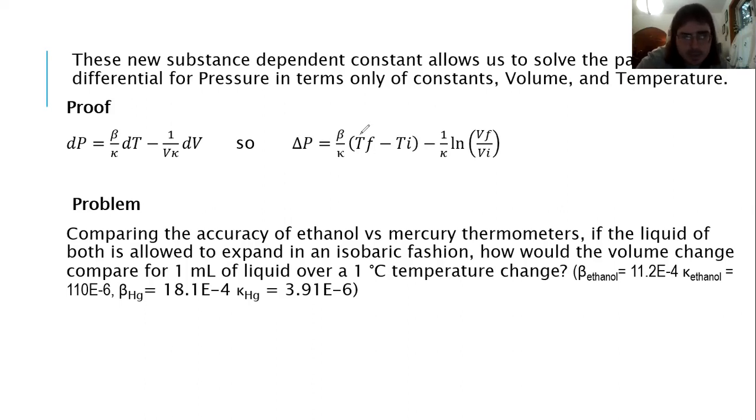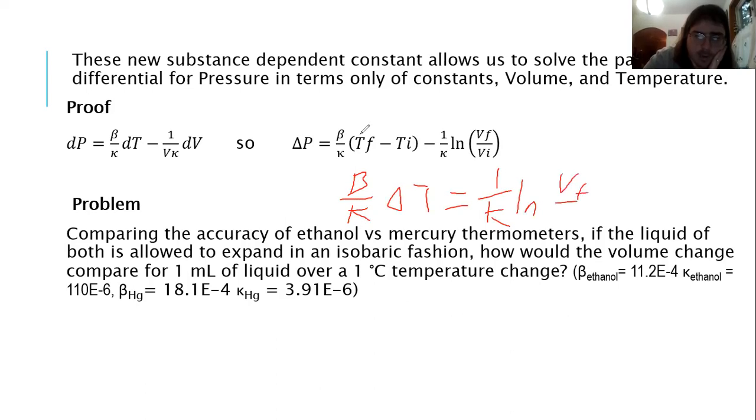You can set this up as beta over kappa delta T equals 1 over kappa ln dF over di. So really the kappas cancel out. So it's really just the beta. In this case, 11.2 times 10 to the negative fourth times 1. And now, of course, it depends on what your volume is. So if you have 1 mil and you're looking at this going 1 degree, you have 1 mil goes to 1.001. If you have, say, 50 mils and you go up by 1 degree, you've changed by 50.05.